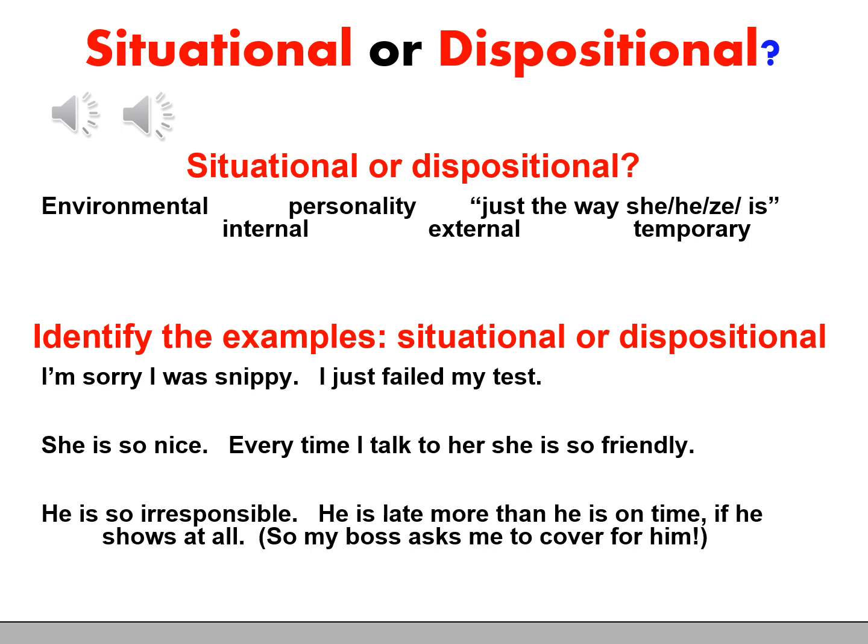3rd example, pretend it's you complaining about a colleague at work: "He is so irresponsible. He is late more than he's on time if he bothers to show at all. So my boss asked me to cover for him yet again." So your male colleague, are you referring to his situation or disposition? Clearly disposition. It's not that he was late one time with a flat tire or a tie-up on 890. No, apparently it is dispositional, his stable, his typical way of acting. How did you do on these? Hopefully well.